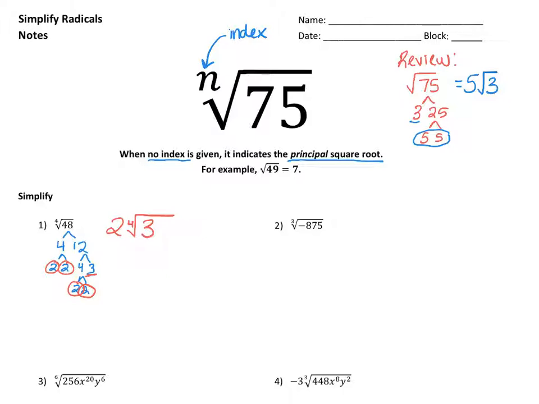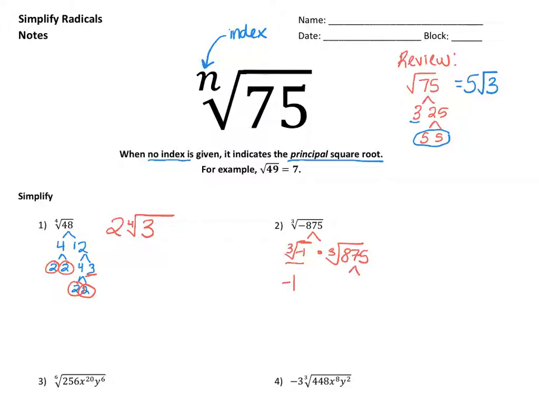When I look at example 2, I'm going to do the same thing, except now I have a negative involved. When we have a negative, we can only deal with negatives underneath an odd index. We cannot take the square root or the fourth root of a negative number. So actually the first thing I'm going to do is break this into the cube root of -1 times the cube root of 875. Now the cube root of -1 is just -1, so I know that a -1 is going to come outside my root.